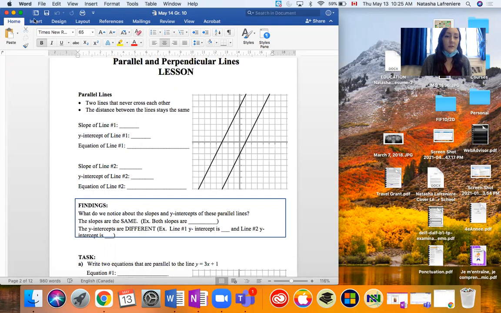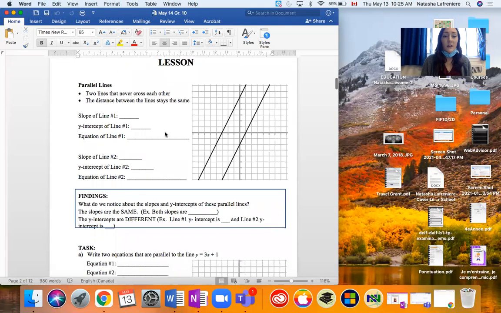So like I said, there are two lines that never cross each other. The distance between the lines stays the same. So they're always going to be straight beside each other. One's not going to go further away, because at some point that would touch at the bottom a little bit. So if we look at the first one, we're going to name this one line number 1.